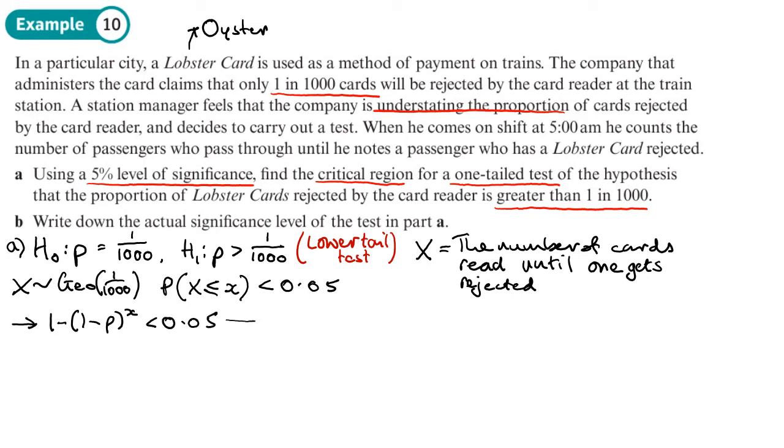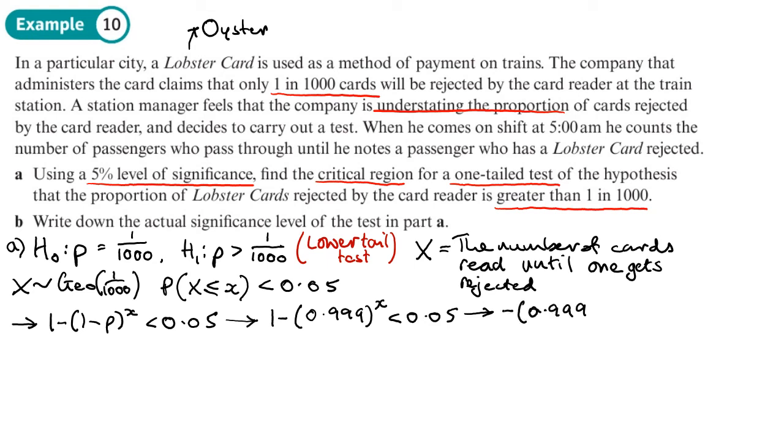Now p is 1 in 1,000, isn't it? So I might change to decimals now. 1 minus 1,000th is going to be 0.999 here, to the power x is less than 0.05. So from there we would take away 1 from both sides.